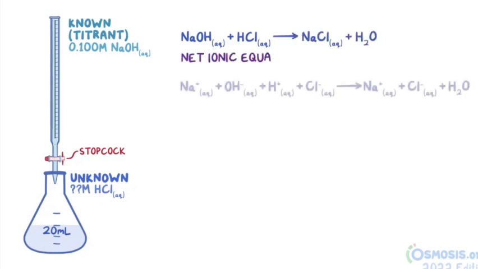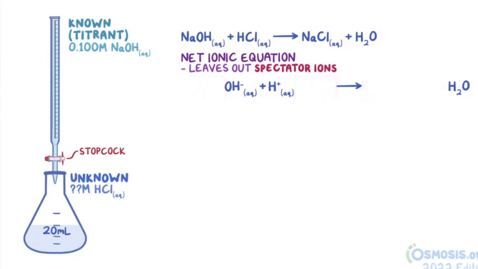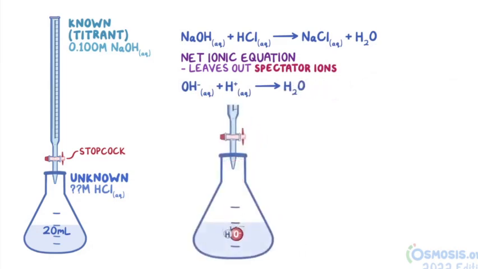The net ionic equation leaves out all of the ions that don't participate in the reaction. Remember that those ions are called spectator ions. Since sodium ions and chloride ions are present in solution both before and after the acid-base reaction, they are the spectator ions. Therefore, we can take out the spectator ions to give the net ionic equation of OH- plus H+ goes to H2O. So as we add hydroxide ions, we're neutralizing the H+ ions in the unknown.